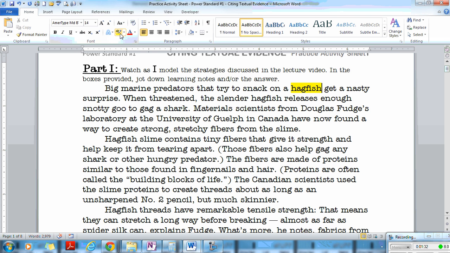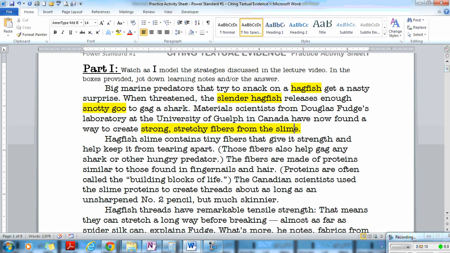Get a nasty surprise. When threatened, the slender hagfish. So automatically, I'm using my knowledge of words and word meanings to know that a hagfish is not a big fish. It's slender. So I already have a visual of what a hagfish may look like. Releases enough snotty goo to gag a shark. Ugh, snotty goo. So it's some kind of something slimy. Material scientists from Douglas Fudge Laboratory at the University of Guelph in Canada have now found a way to create strong, stretchy fibers from that slime.